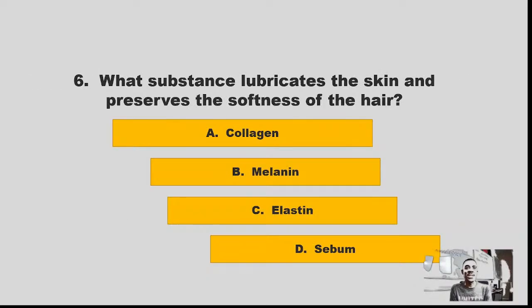So what substance lubricates the skin and preserves the softness of the hair? Collagen? Is it melanin? Is it elastin? Or is it sebum?